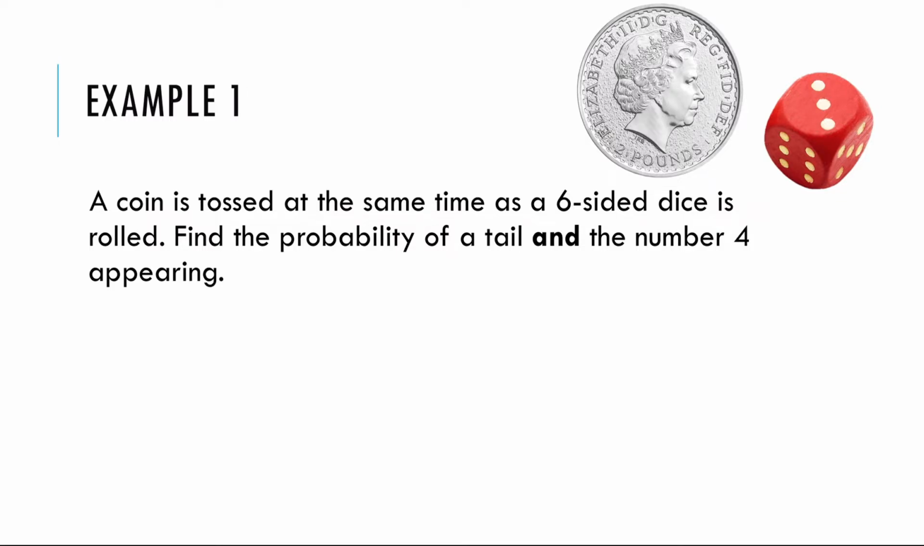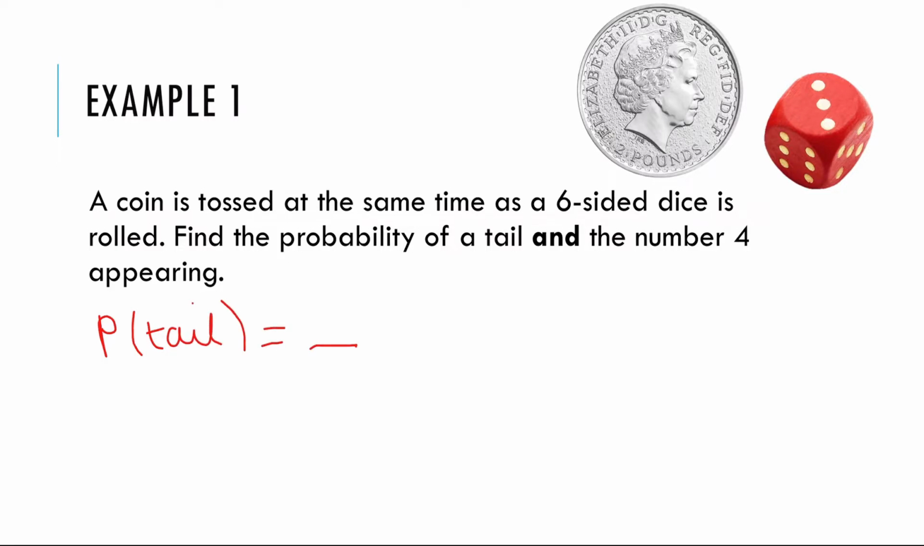A coin is tossed at the same time as a 6-sided dice is rolled. Find the probability of a tail and the number 4 appearing. Now we know that if we toss a coin that has no effect on the outcome of rolling the dice. So we know that this is independent probability. So let me first figure out what the probability of the tail is.